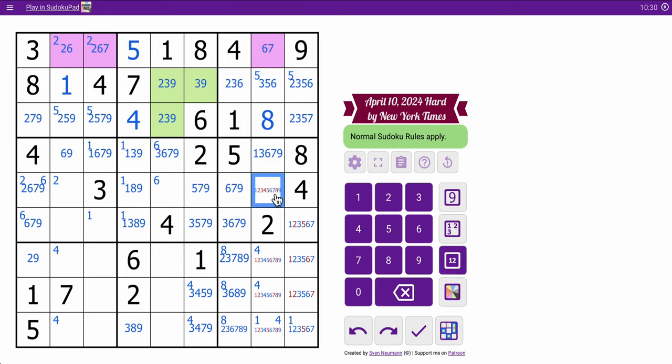Column 8. Okay, that one sees 3, 4, and 5. Okay, that one sees 2 and 5 by box. This one sees 1 and 6 by row. That sees 1 and 7 by row. That sees 5 by row, I think.